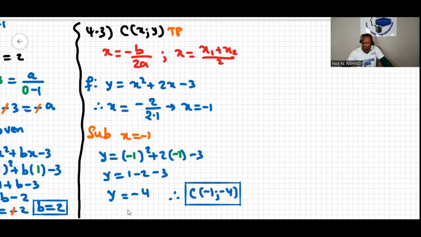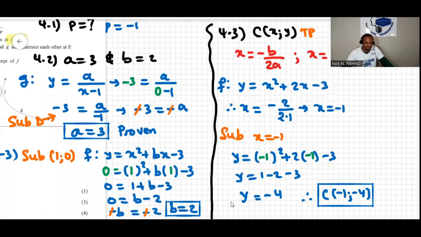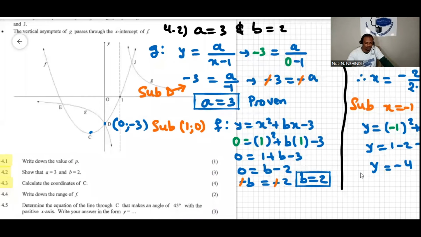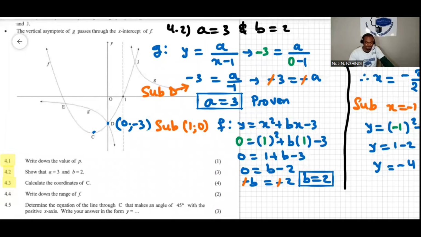Then question 4.4. The question says write down the range of f. The range is all the acceptable y values. So f is the parabola, and we can see it's the values starting from there upwards. We found the coordinates of C are (-1, -4), so they are all the values from negative 4 upwards. So we can just write it here: y is greater than or equal to negative 4.